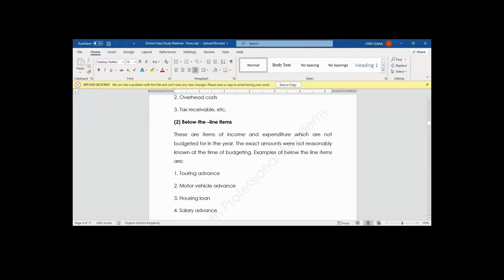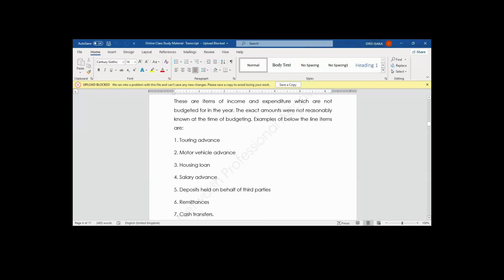Now, below the line item. These are items of income and expenditure in which the amount is not known or the amount is uncertain at the time of budget preparation. What that one means is that the item of income and expenditure in which the amount cannot be traced direct into the budget.